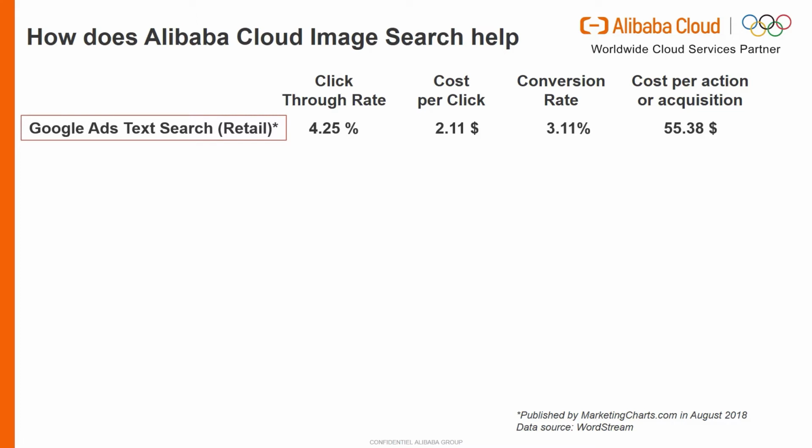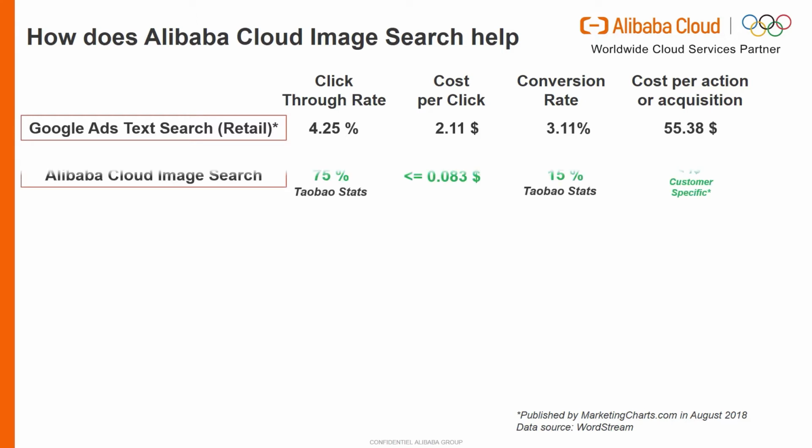And the conversion rate is 3%, which means for the rest of 425 people, only 12 of them will buy something, which makes the cost per acquisition around $55. If the retailer has a margin less than $55, they're losing money.